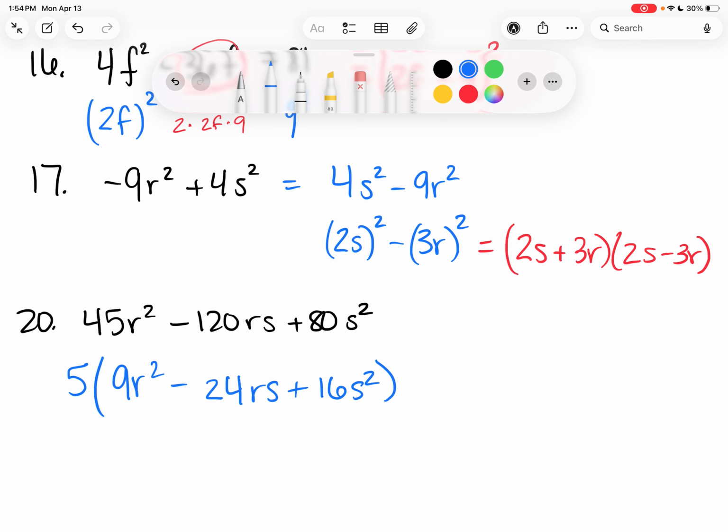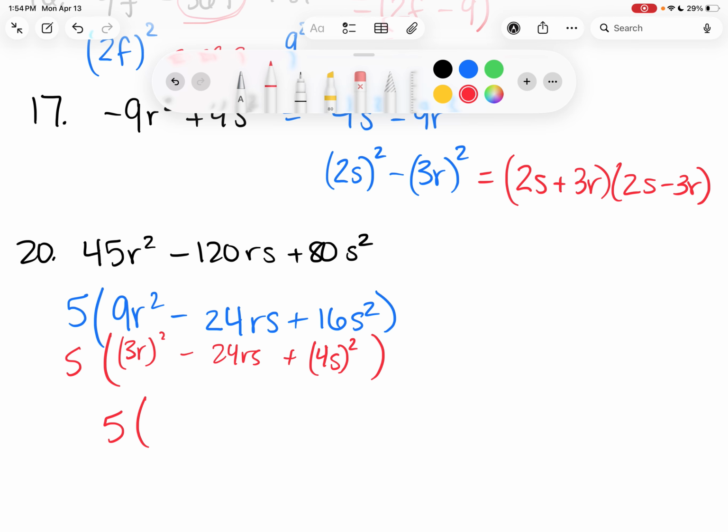Alright, now is it a perfect square trinomial? Yes. So how would I write it? 3r all squared minus 24rs plus 4s all squared. So how do I write my perfect square trinomial? 3r. Okay. Plus, minus. 4s.